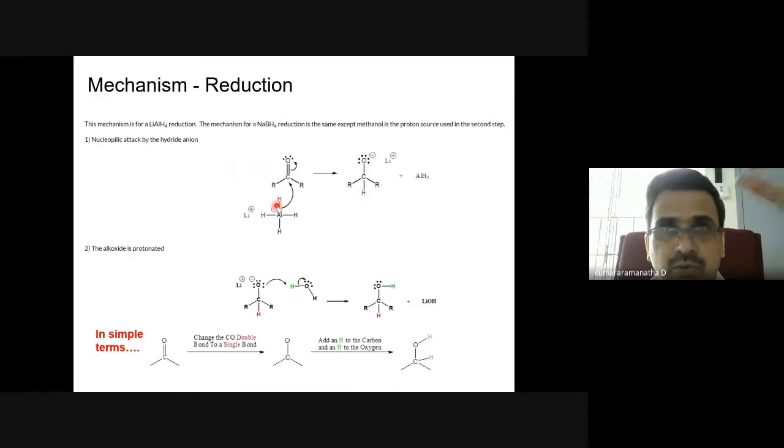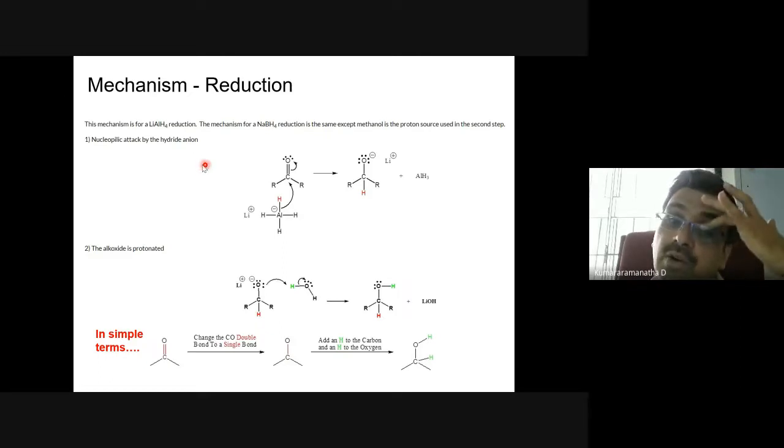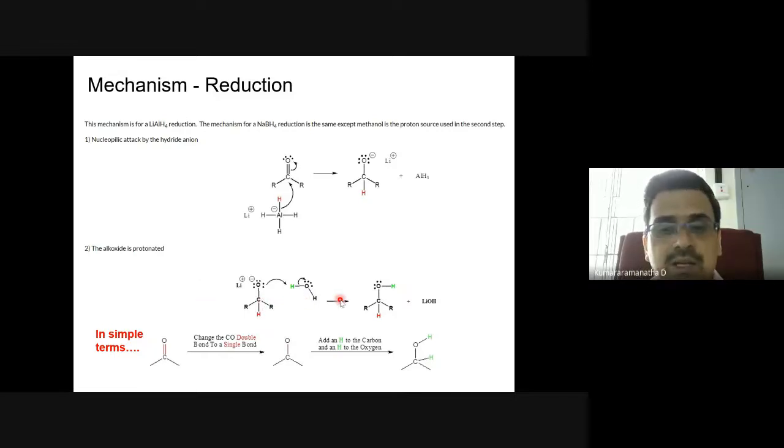Again, you do not have the mechanism for your syllabus, but in any case, you understand how you have the nucleophilic attack. This is a nucleophile and you get a charge here, and this will be attacked here. Then you are protonating the alkoxide, and accordingly you get the corresponding alcohols. Simply, you have a double bond, you can see how it saturates, and then you add hydrogens to form the corresponding alcohols, from ketone all the way to a secondary alcohol.